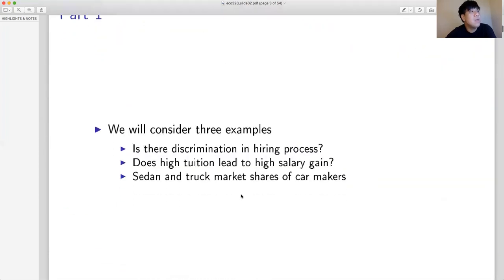So part one, we will consider three examples. First, is there discrimination in the hiring process? Do data show that there is some discrimination in the hiring process?